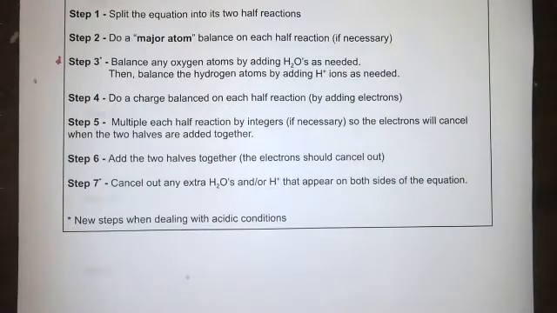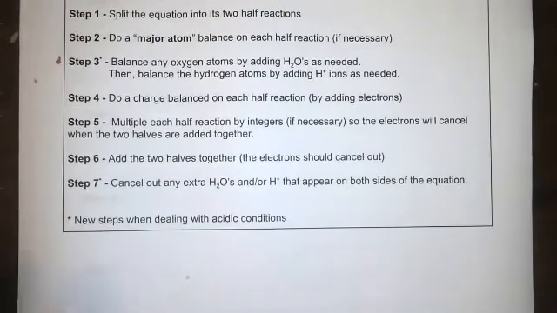Step 5 is the same here. We're going to be multiplying each of these half reactions if we need to, so that the electrons will cancel each other out. And then step 6, we're going to add those 2 halves together and the electrons should cancel out. But you might have some extra hydrogen ions or water molecules that appear on either side of the equation. If they're on both sides, then they can be canceled out. We'll look at that in the questions to come.